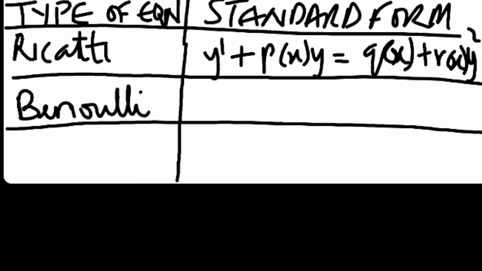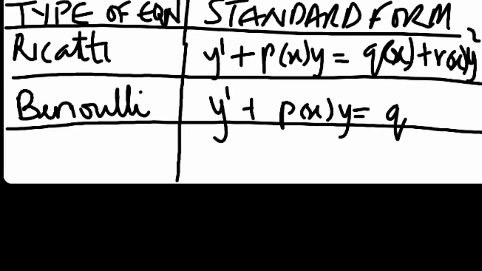Bernoulli is just saying what? y prime plus p of x y is equal to q of x times y raised to power n. Remember, Bernoulli does not have what? This. It doesn't have a function of x standing alone. So what makes Riccati equation not yet a Bernoulli equation is this function of x standing alone. And if this function of x standing alone is not there, then we have exactly Bernoulli's equation where n is 2. I just wanted to observe that.